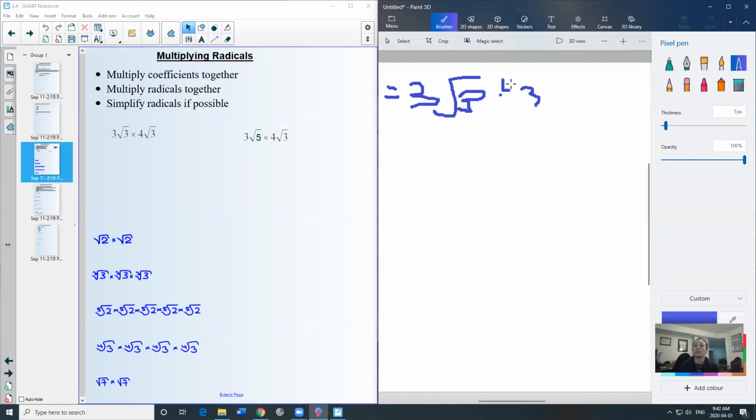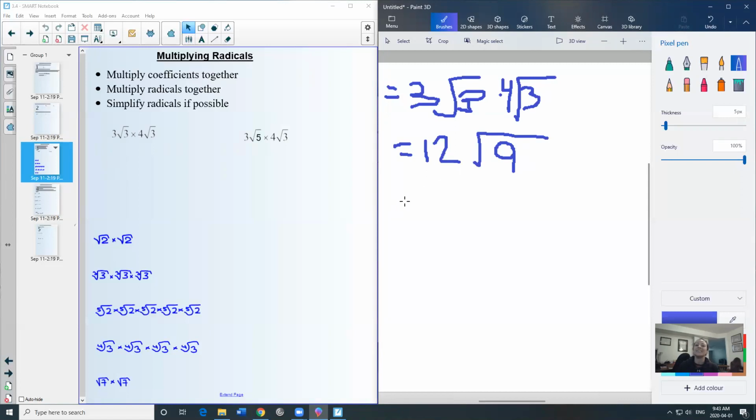4 root 3. Okay. My coefficients 3 times 4 get multiplied. That gives us 12. And then 3 times 3 get multiplied, and that would give us root 9. Now, in this example, we can continue to simplify.